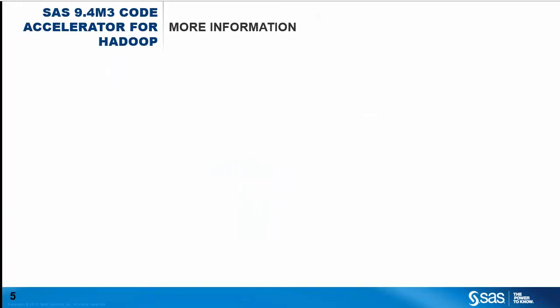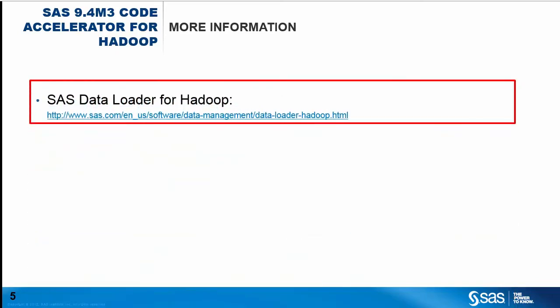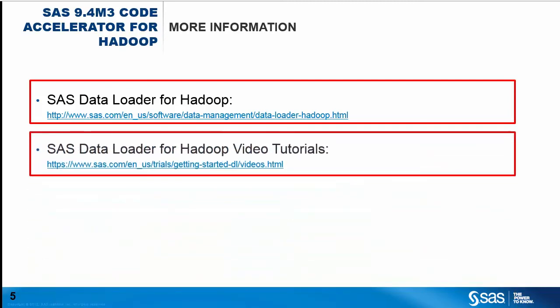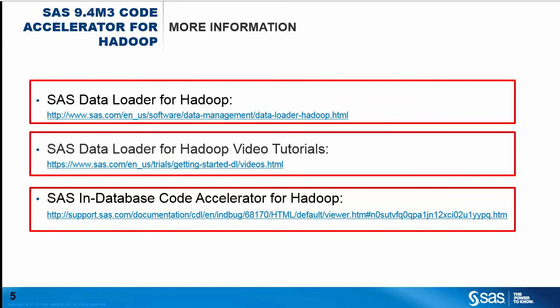I hope you enjoyed this brief demonstration of the SAS Code Accelerator for Hadoop. For more information on using the Code Accelerator through SAS Data Loader for Hadoop, see the Data Loader product page linked below. For videos on using the Code Accelerator and other features of SAS Data Loader for Hadoop, see the Data Loader Getting Started videos, also linked below. And for specifics on the SAS Code Accelerator itself, see the documentation page linked below.